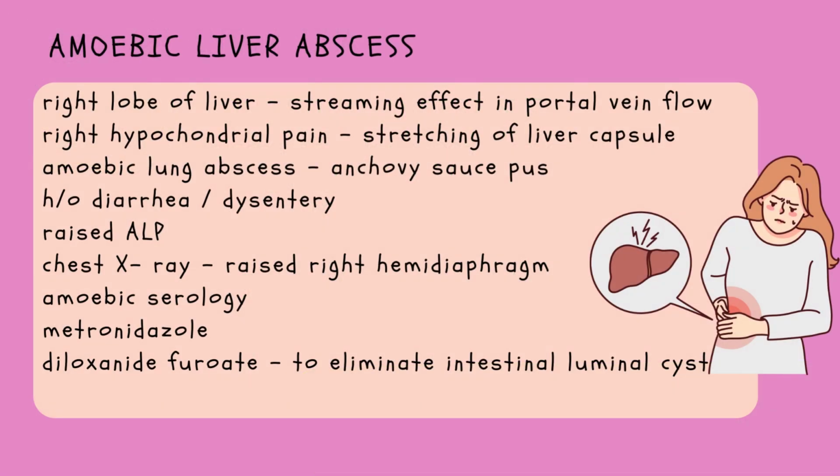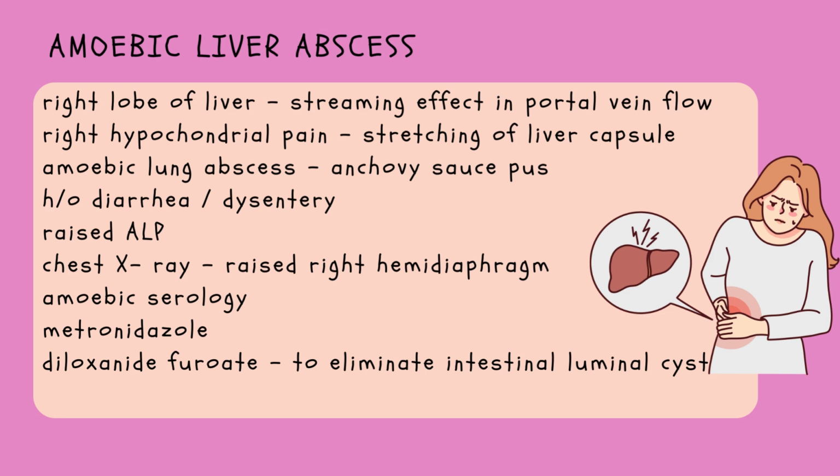Amoebic liver abscess, the common site of infection is the right lobe of the liver due to the streaming effect in the portal venous flow. So the majority of the blood is streamed into the right lobe. So the commonest site of infection is the right lobe of the liver. Okay, because it is getting into the intestine, then penetrating the intestinal wall and then going into the portal circulation. So then they are streamed and deposited in the right lobe.